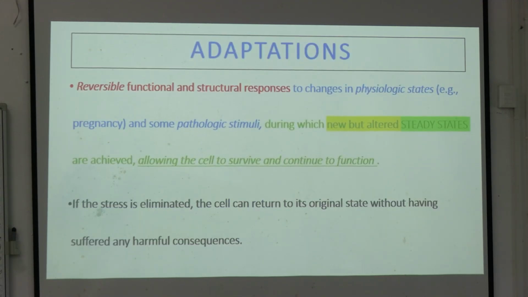So cellular adaptations, it is the reversible functional and structural responses to changes in physiologic states and pathologic stimuli, during which new but altered steady states are achieved, allowing the cell to survive and continue to function. So the first reaction of your body is cellular adaptations, okay? It is completely reversible. You achieve a new steady state. It allows you to function.